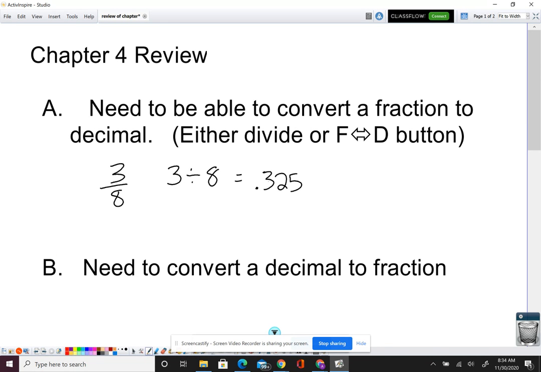I believe that's the right decimal for 3/8. Maybe it's 3.75. How about 3.75?